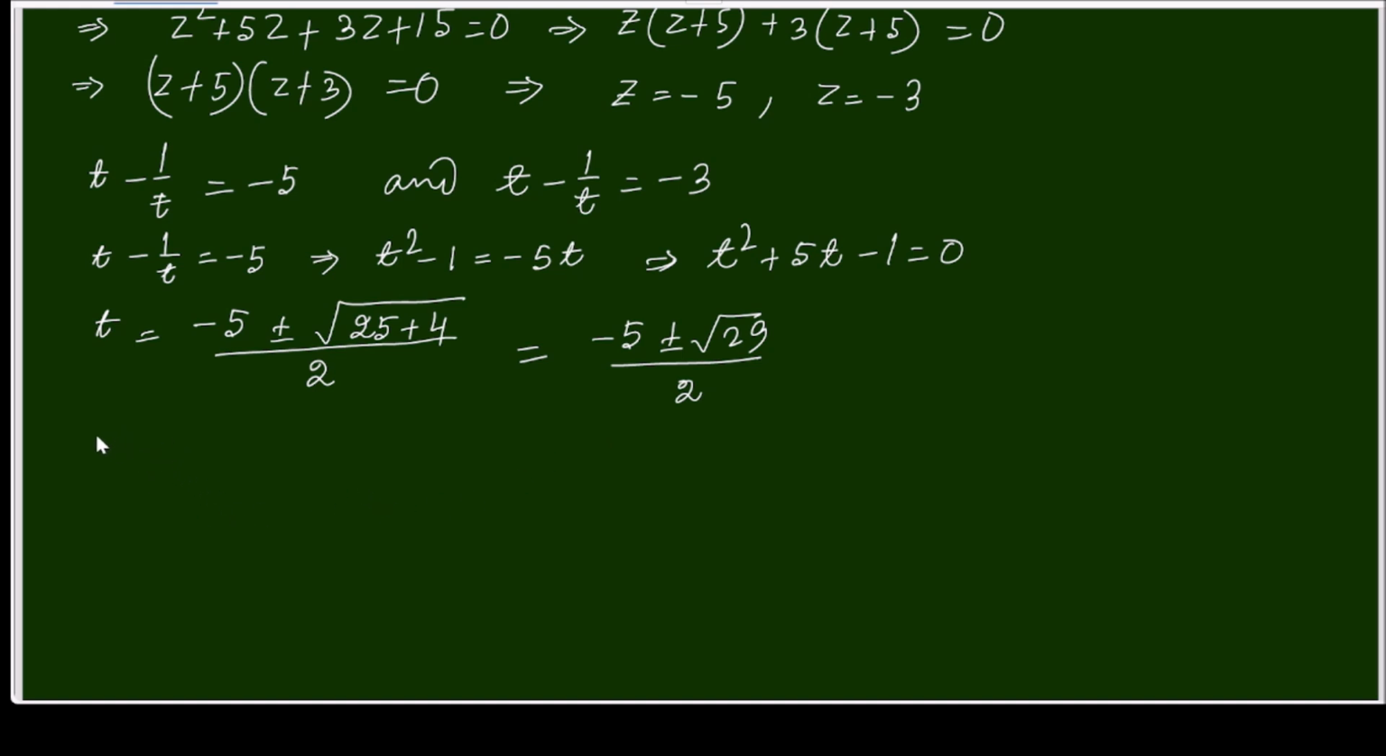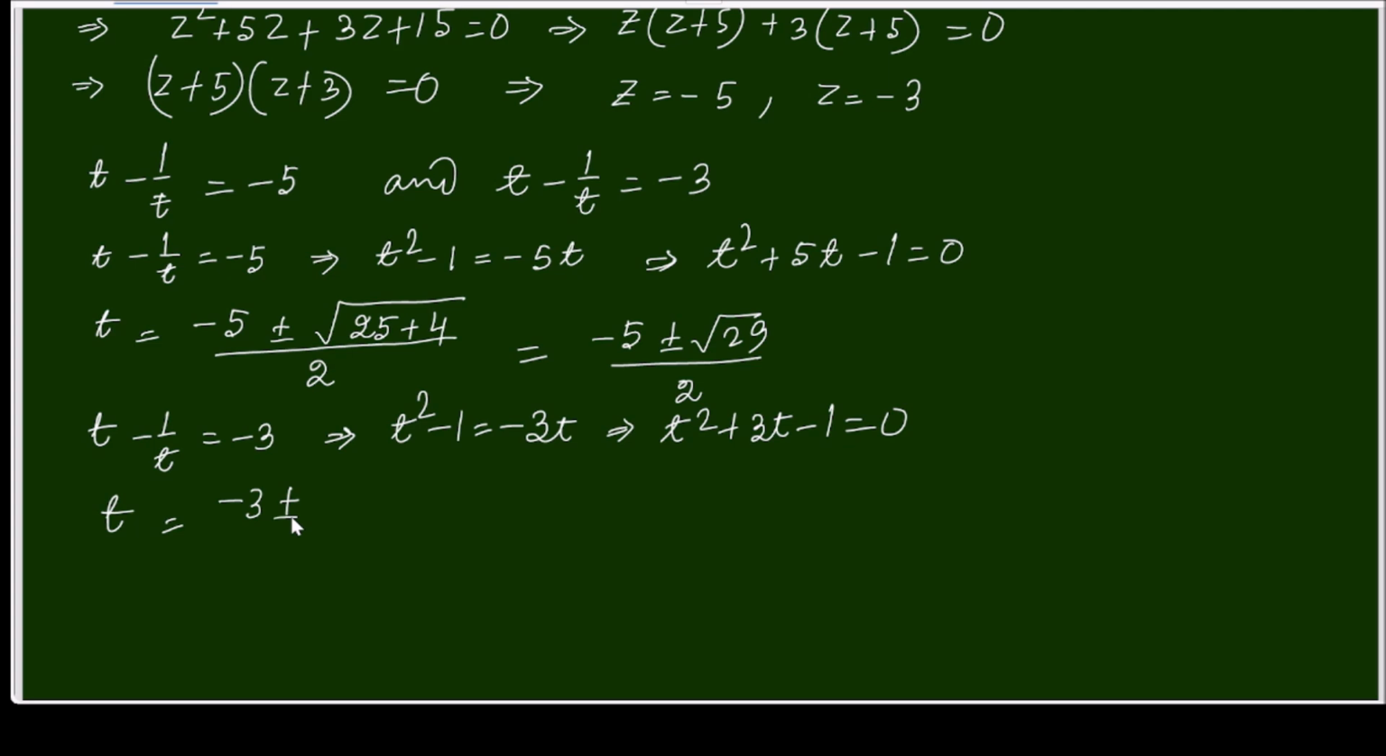For the second case, t - 1/t is equal to -3. This gives us t^2 - 1 = -3t, or t^2 + 3t - 1 = 0. Using the formula, we get t equals (-3 ± square root of (9 + 4)) over 2. So -3 ± square root 13 over 2.